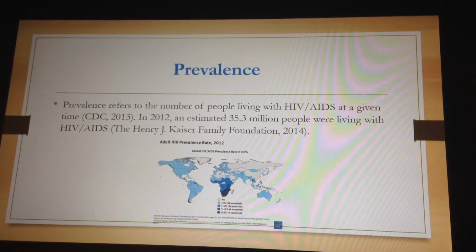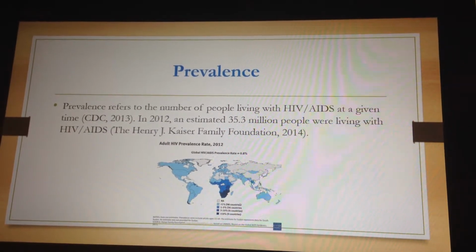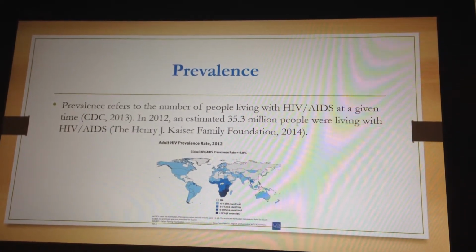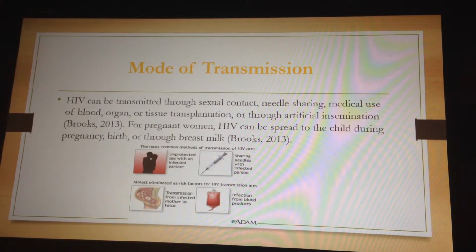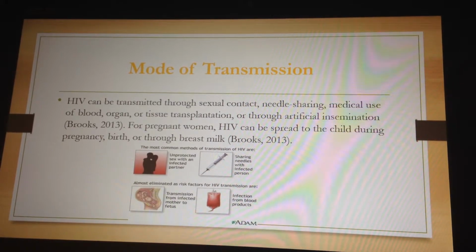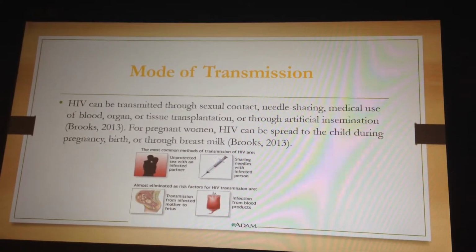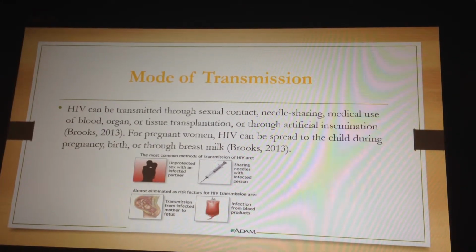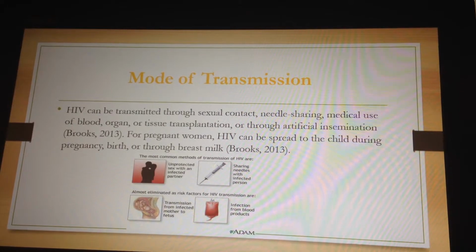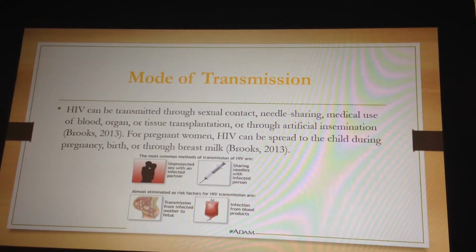Prevalence. Prevalence refers to the number of people living with HIV/AIDS at a given time. In 2012, an estimated 35.3 million people were living with HIV/AIDS. Mode of transmission. HIV can be transmitted through sexual contact, needle sharing, medical use of blood, organ, or tissue transplantation, or through artificial insemination. For pregnant women, HIV can be spread to the child during pregnancy, birth, or through breast milk.